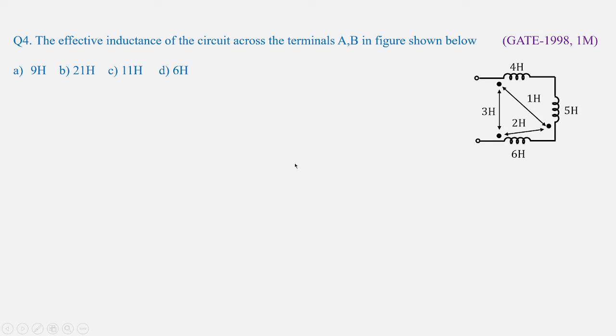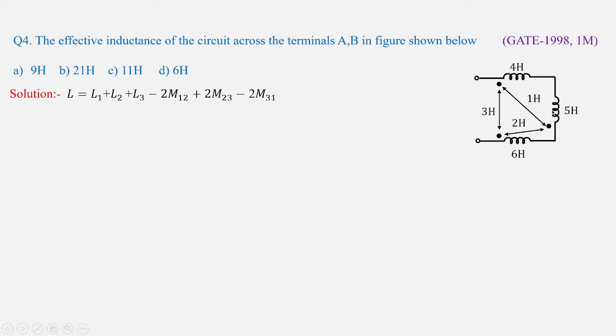This problem we have already solved in our previous magnetic circuit classes. Please check the solution. Otherwise, you follow this solution. And this was the question asked in GATE 1998 for 1 mark. So the solution is L is equal to L1, that is 4, L2, that is 5, L3, that is 6, minus 2 times M12, which is placed between 4 henries and 5 henries, and the dot convention is in the opposite direction, that is why it is minus 2 M12, and you have plus 2 M23.